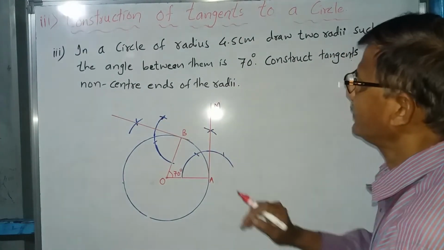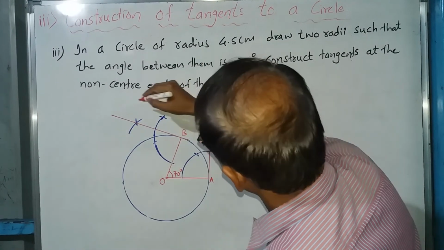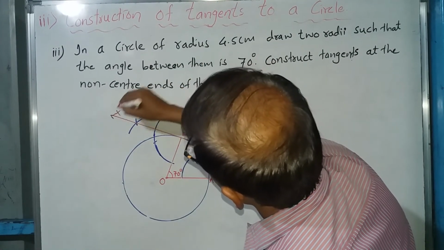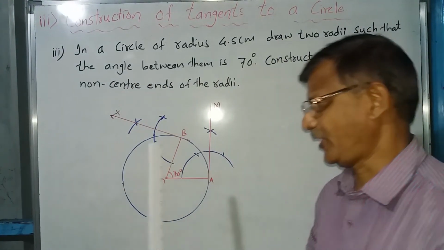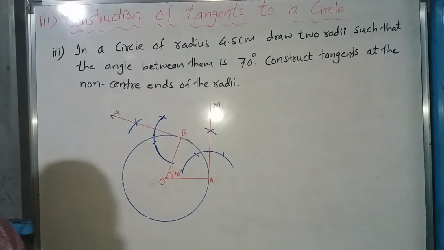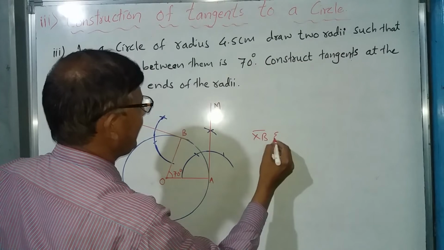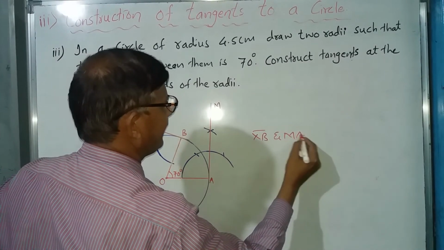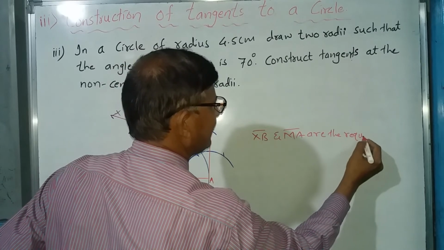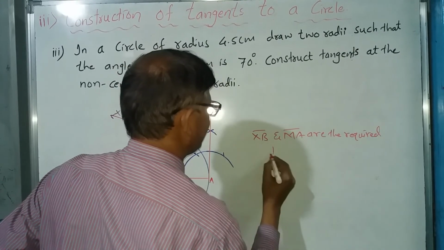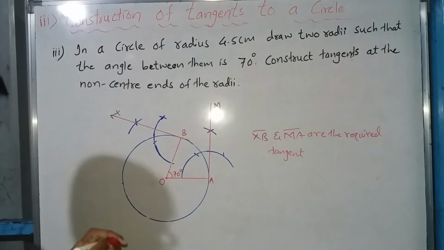So this is tangent number 2 at a non-center end. Let us name it as X. So XB is one tangent and MA is another tangent. So here let us write: XB and MA are the required tangents. Okay, so as per the question, we have drawn the tangents.